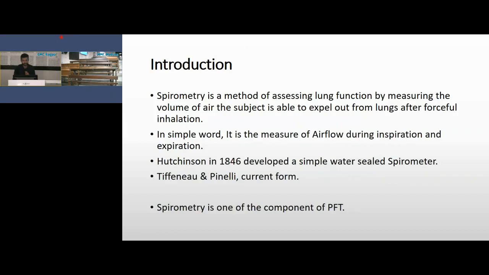Spirometry is a method of assessing lung function by measuring the volume of air the subject is able to expel out from the lung after forceful inhalation. In simple words, it is the measure of airflow during inspiration and expiration.